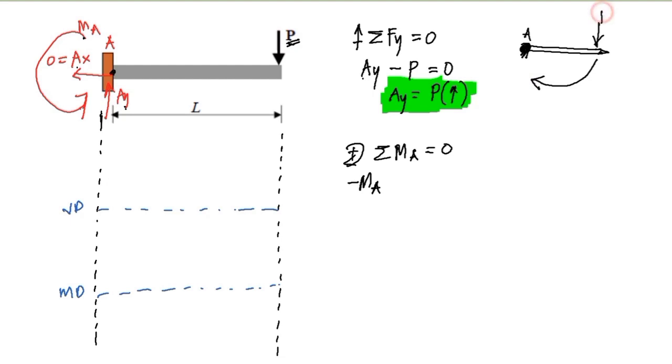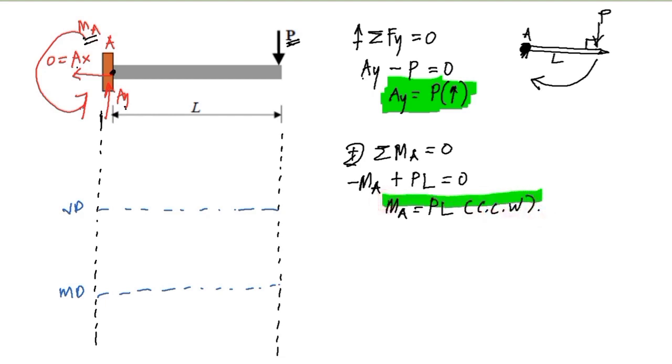And the moment created is the force multiplied by the distance perpendicular to the force. So we have plus PL equal to 0, so the moment at A is equal to PL. Since it is positive, the assumption for the moment at A, which is counterclockwise, is correct. So this is counterclockwise, and this is the value of the moment at point A.